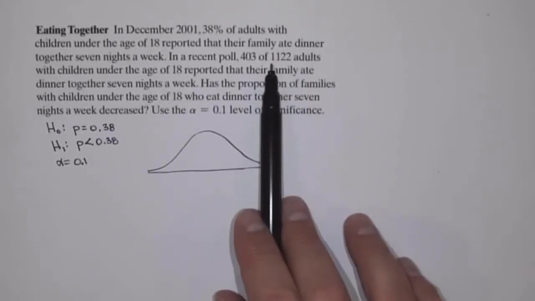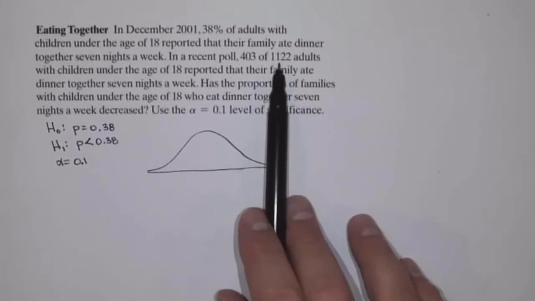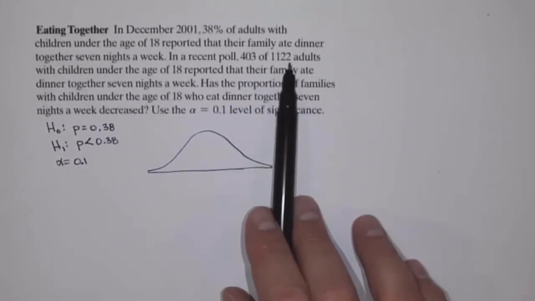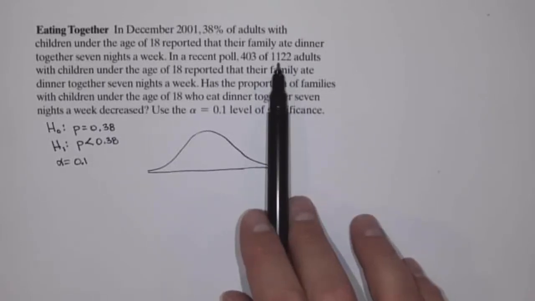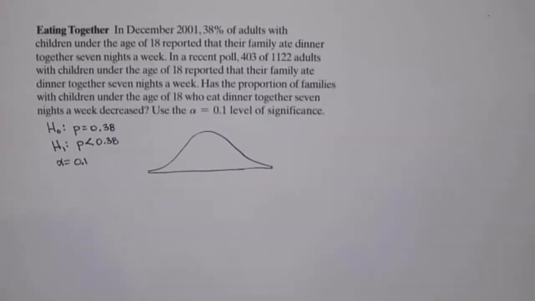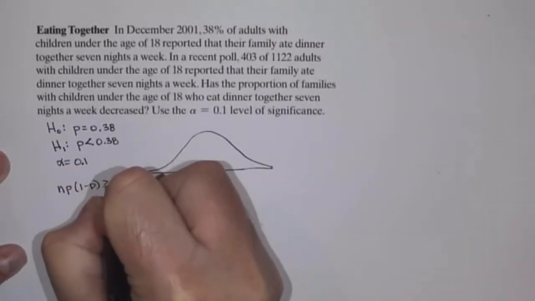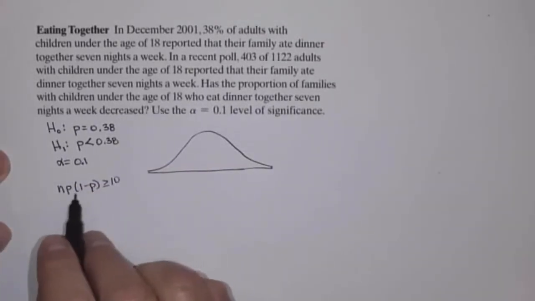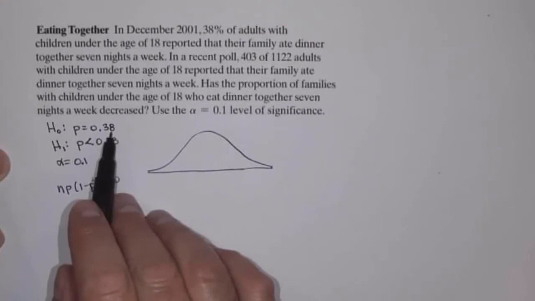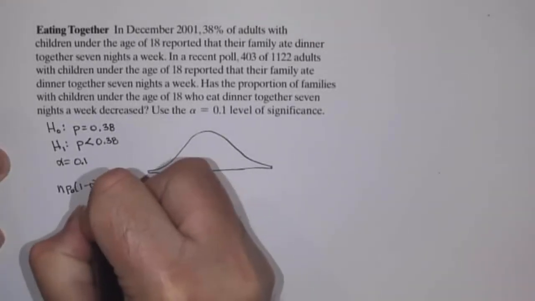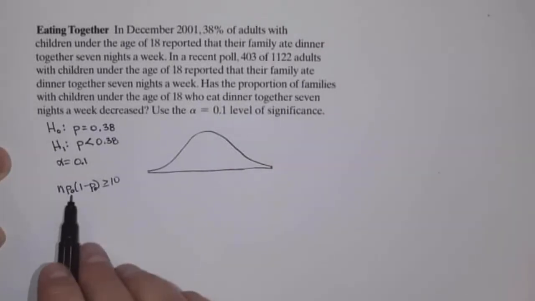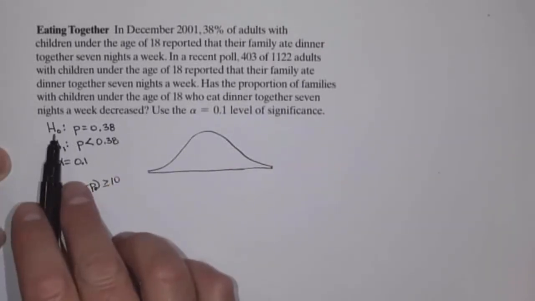Secondly, we have a population of adults, and we have 1,122 of that population of adults. I don't know what the exact population of adults is going to be, but certainly 1,122 is less than 5% of that population, so certainly we have independence. And so the main thing that I need to check is N times P times 1 minus P, is that 10 or bigger? Now the P that we're going to use here is the P from the null hypothesis. And so we typically are going to call that P with the subscripted 0. We call that P naught. And so that is the P from the null hypothesis.